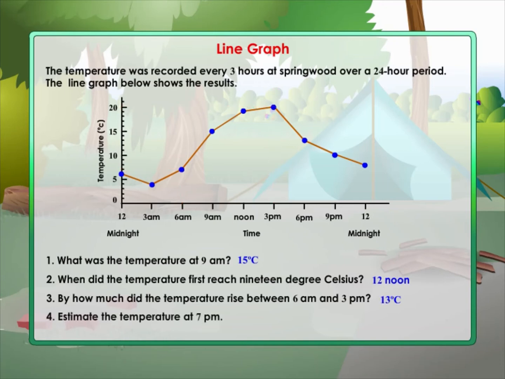Finally, we need to estimate the temperature at 7 p.m. We know 7 p.m. lies between 6 p.m. and 9 p.m. We estimate 7 p.m. would be here. Measuring upward and across, we can see 12 degrees Celsius. So the estimated temperature at 7 p.m. is 12 degrees Celsius.